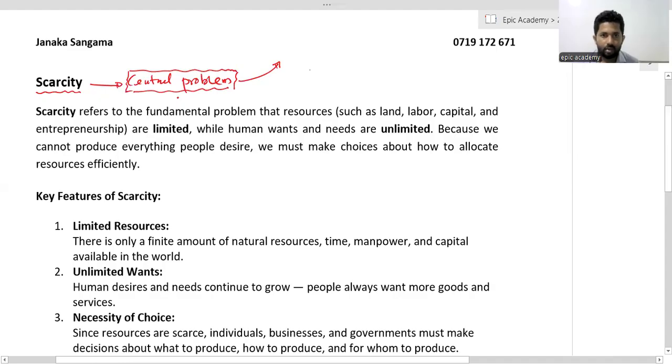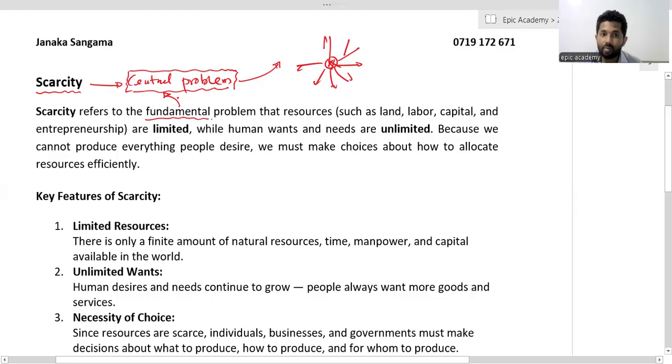This is scarcity. Each and every problem in any direction arises because of this scarcity. You cannot escape from this scarcity. Already you are in a trap, both of us. So what do you mean by scarcity? This is the fundamental problem. Fundamental means this is the basic thing. Each and every problem arises because of that problem.